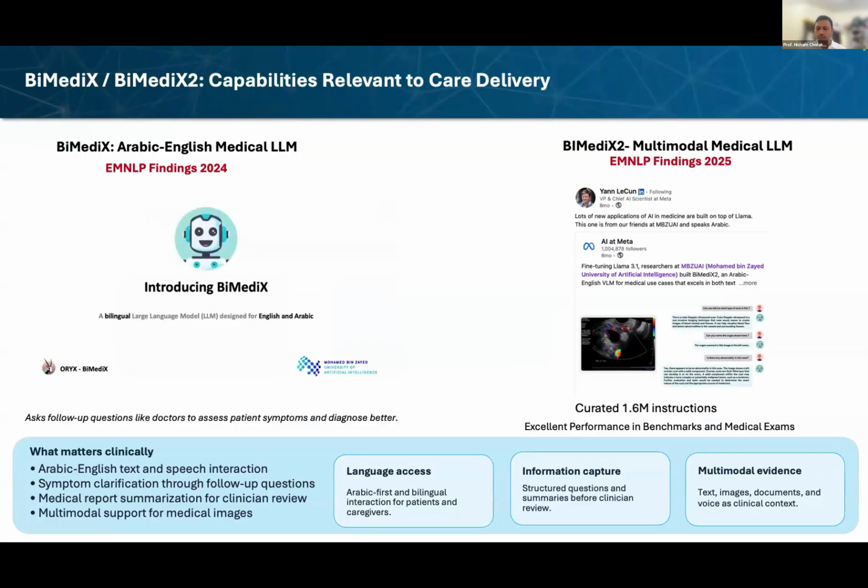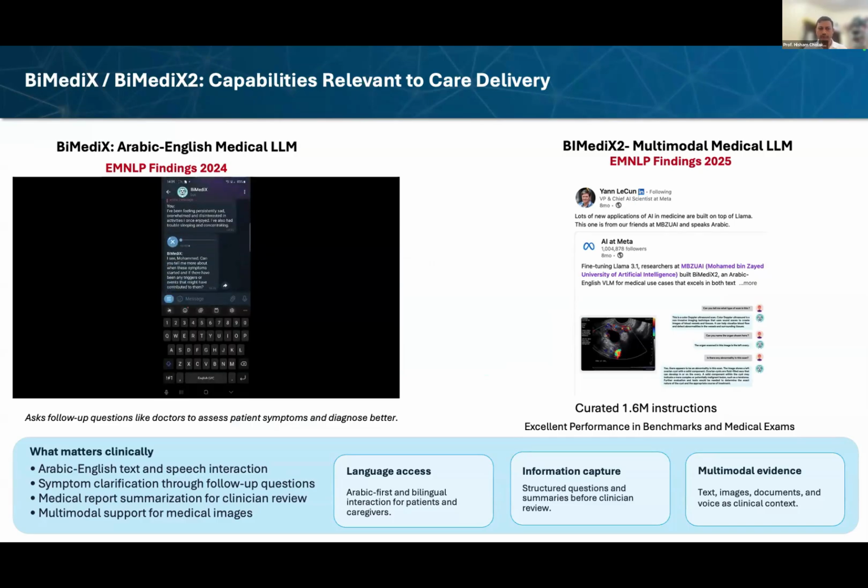So let me show you a bit more detail about the Biomedics and Biomedics 2 projects. Here you can see that we have integrated Biomedics with a Telegram bot where the user can talk to the model in English or Arabic, and the model responds to the user in the same language as they have interacted. Here is an example.